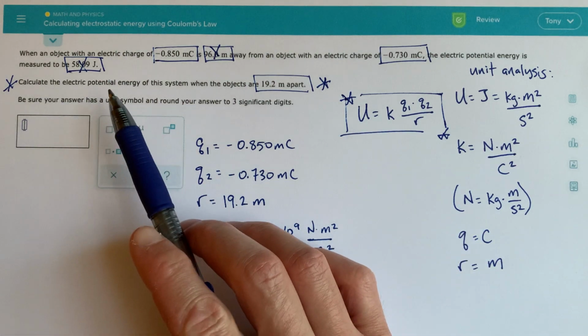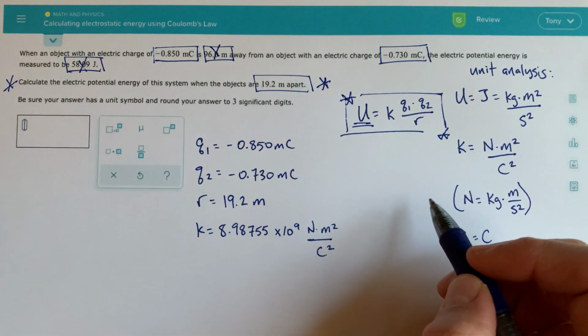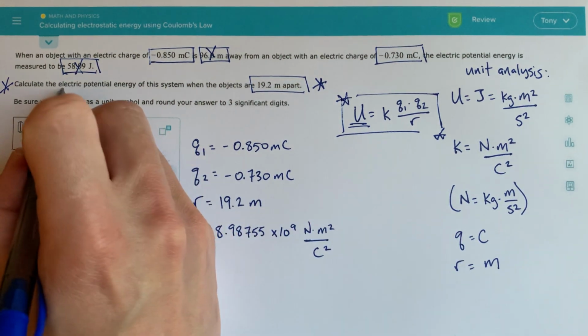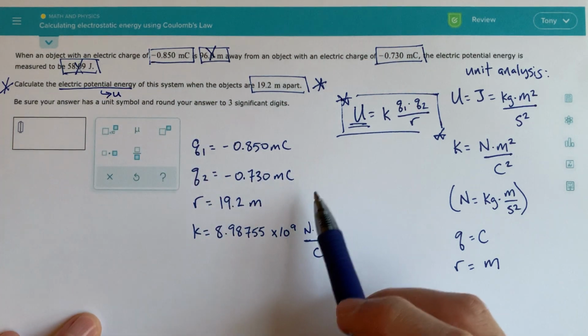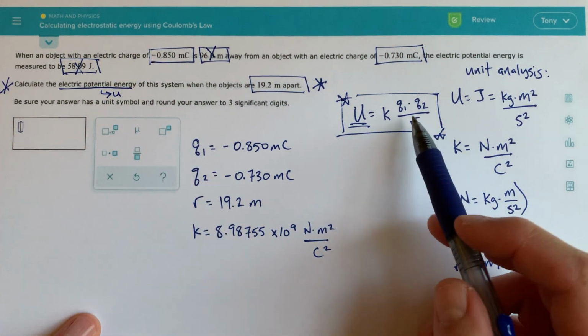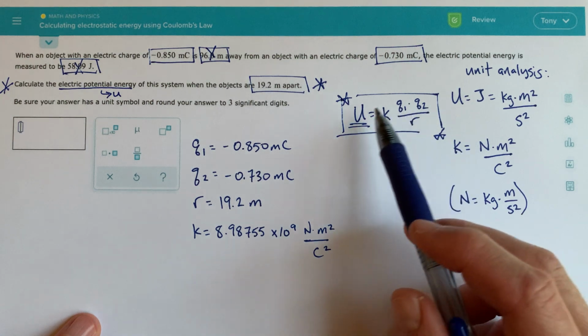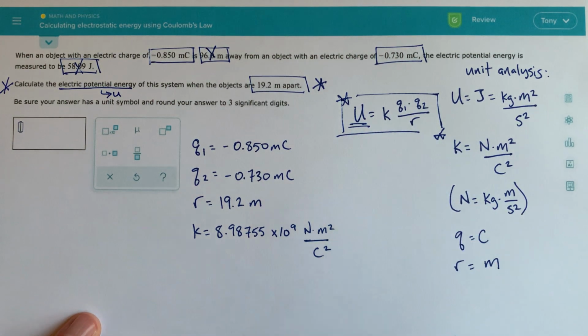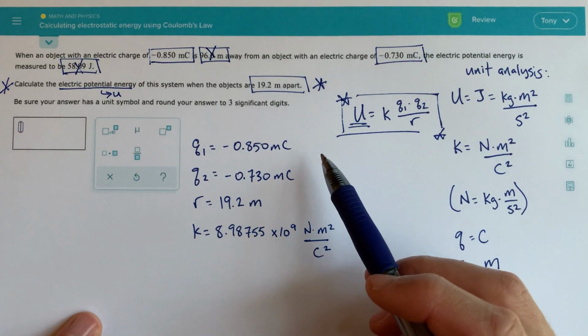So the electric potential energy of the system, that's this U. This is what we're trying to calculate. And this is the equation: U equals K times Q1 times Q2 over R. That gives us the electric potential energy. So now we're going to start putting these two things together.